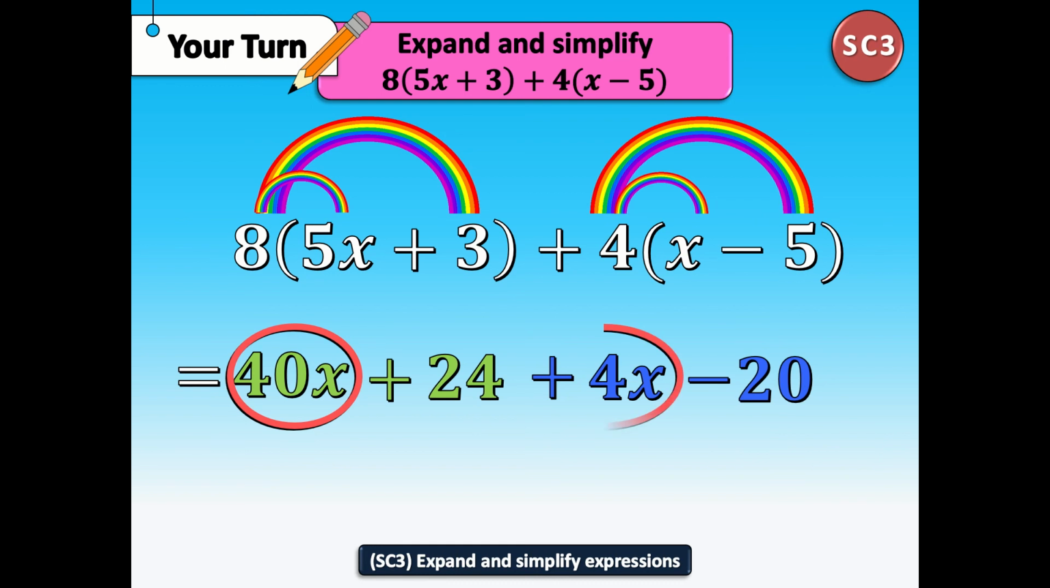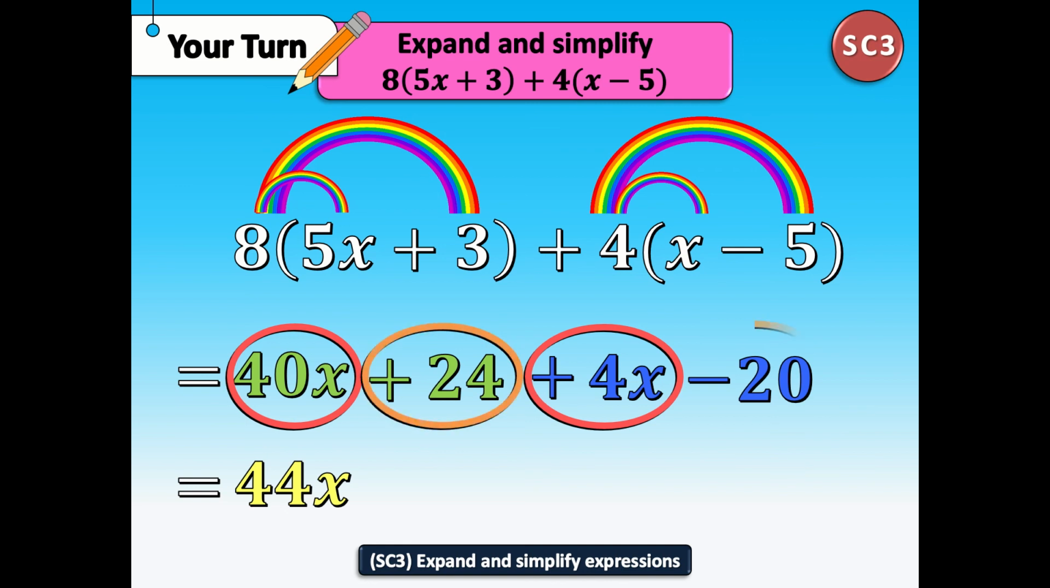40x plus 4x is 44x. And 24 take away 20 is 4.